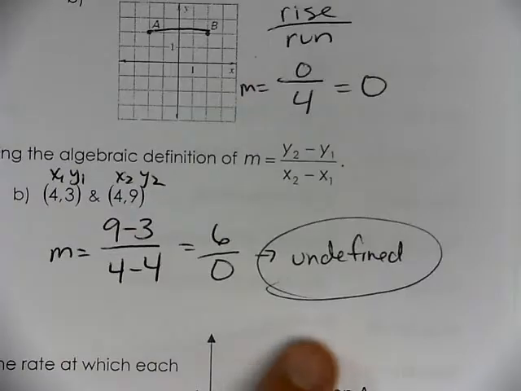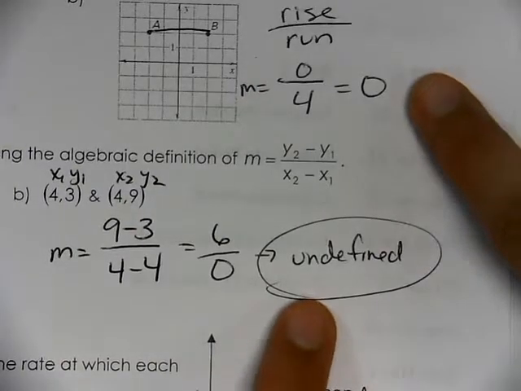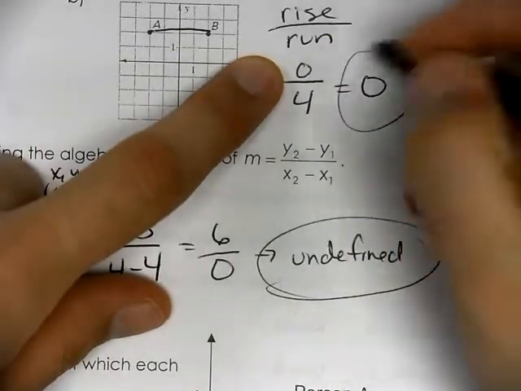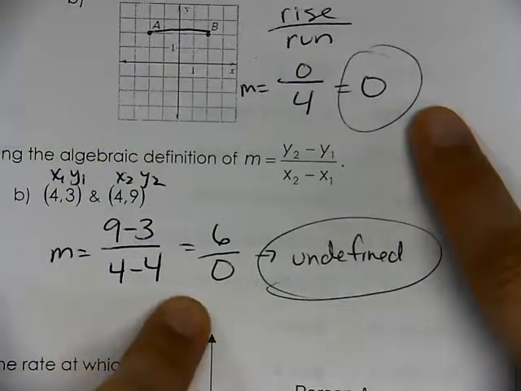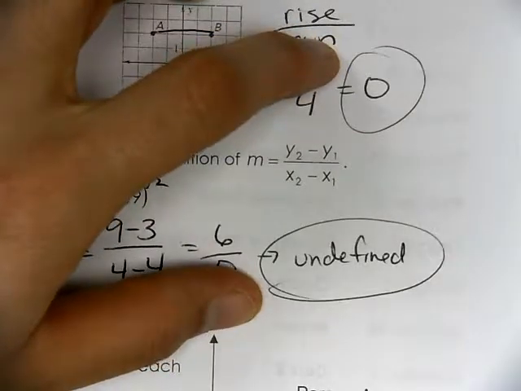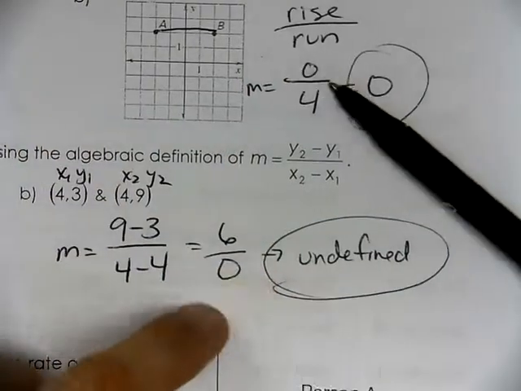So make sure you know the difference between these two things. See how here 0's in the numerator? That's how you know you have a 0 slope. 0's in the denominator is undefined. And this shows up on the quiz, and every year I have students flip-flop it. Depends on where 0 is.